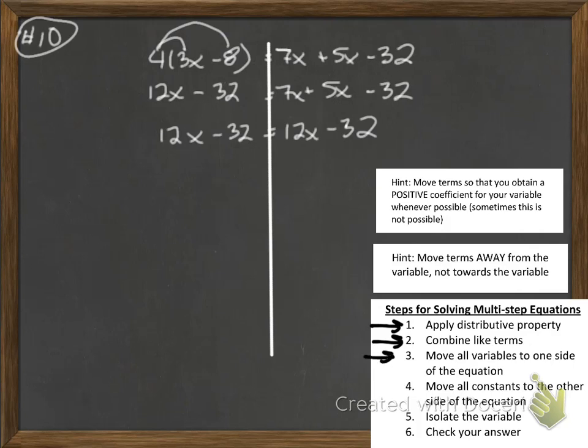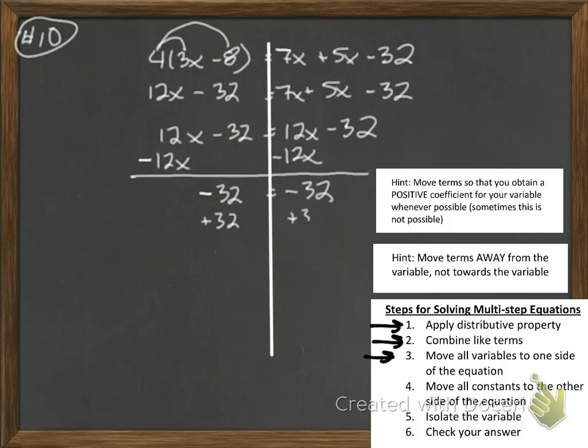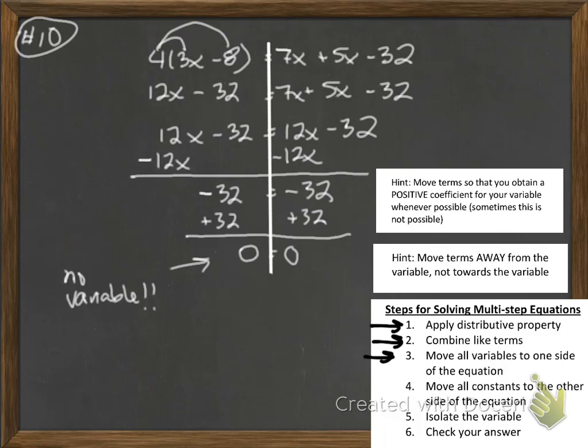So let's say that we need to move all variables to one side of the equation. So I'm going to subtract 12x from both sides. Okay, so that gives me negative 32 is equal to negative 32. If I wanted to, I could keep going and add 32 to both sides, and I would get something that says 0 is equal to 0. Now, obviously, this is true, but you might notice, where is the variable? What happens to my variable? There is, in fact, no variable in this equation. He's all gone.